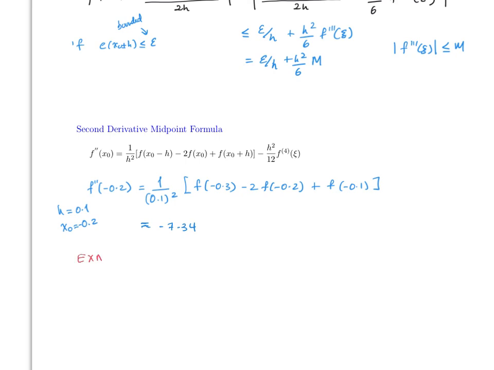Now, in this case, the exact solution is, remember, f double prime was equal to minus 4 cosine 2x, and f double prime evaluated at minus 0.2 is actually equal to minus 7.3684, which is not that far from the original. You should be able to also compute the error bound pretty easily, like we did before. And that's it for section 4.1.